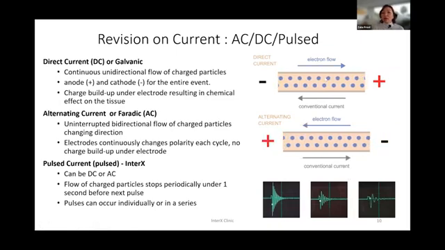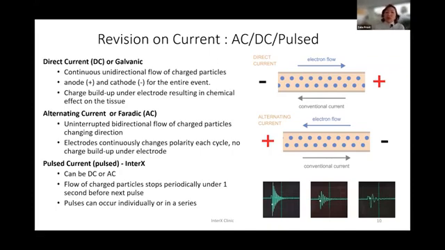Now, let's look at the revision physics of the device, yes? When you look at the physics of the device, you need to understand first what electrical current is. Current is the flow of electrons, charged particles, and it can be direct current, which you know as galvanic current. You can also have alternating or Faradic current, AC, or pulsed current. So three types of currents.